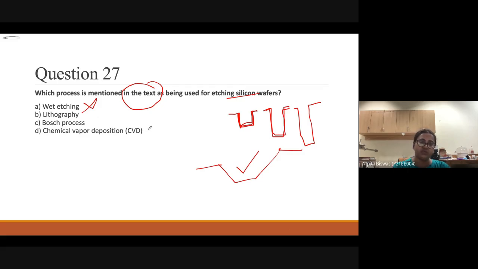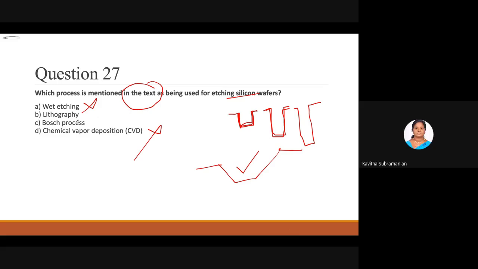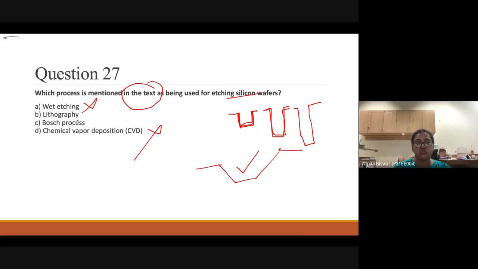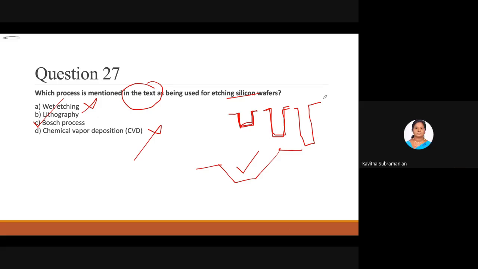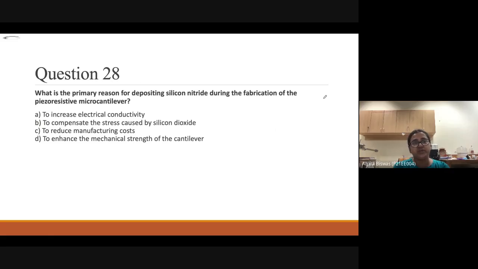Not the chemical vapor deposition, because it is a deposition, not an etching process. Lithography or Bosch? No, this is the Bosch process. They have used option C. Please go through the lecture video. There they have mentioned the Bosch process. They have prepared this type of rectangular shape. Okay, so this is question number 28.